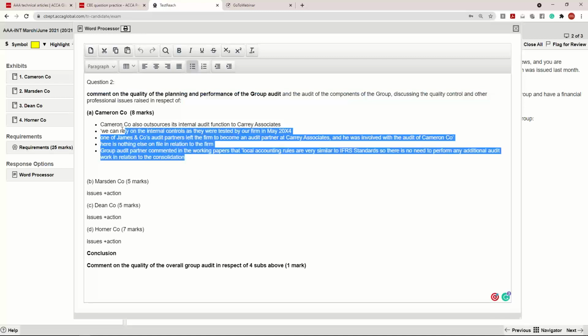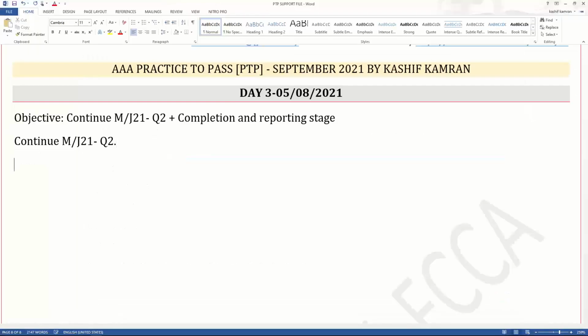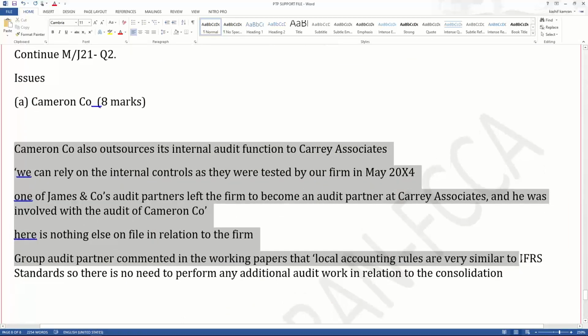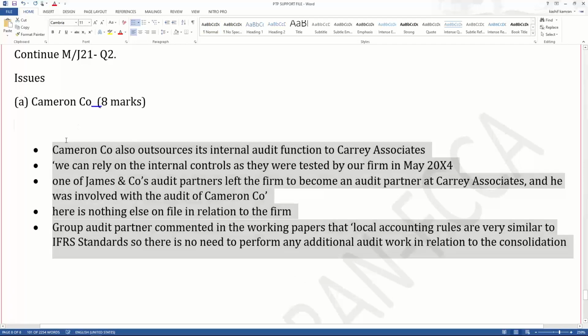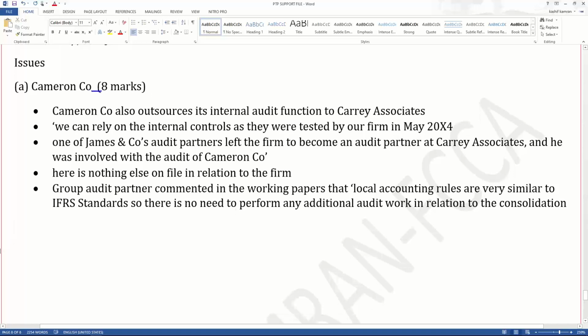Now, we got these issues yesterday for Cameroon company. I'm just taking them on my Word file. These are the issues we identified from the Cameroon company yesterday. Let me copy paste these issues here so we can do a proper analysis. The first issue in the case of Cameroon company was that they outsourced their internal audit function to the same audit firm, Kerry Associates. So let's first start with the heading internal audit function and see what the issue is.